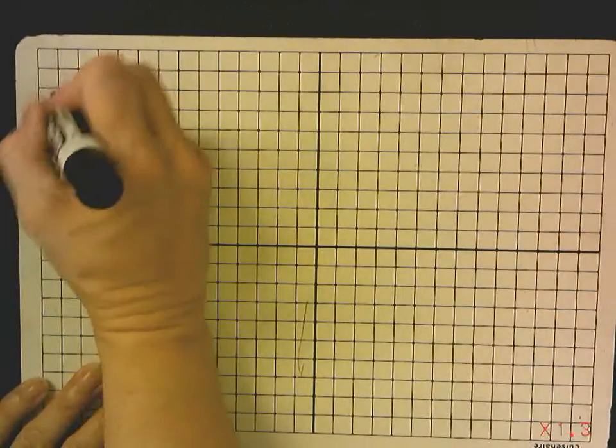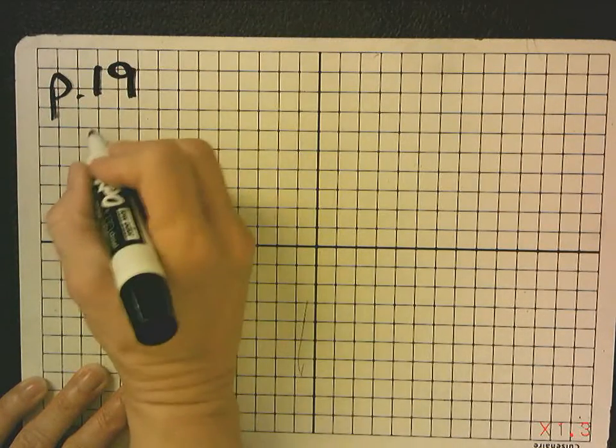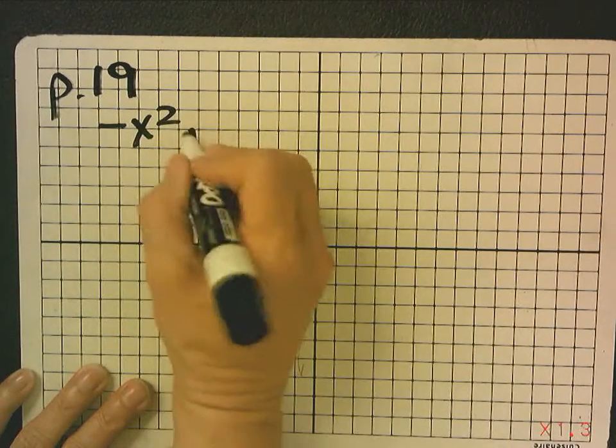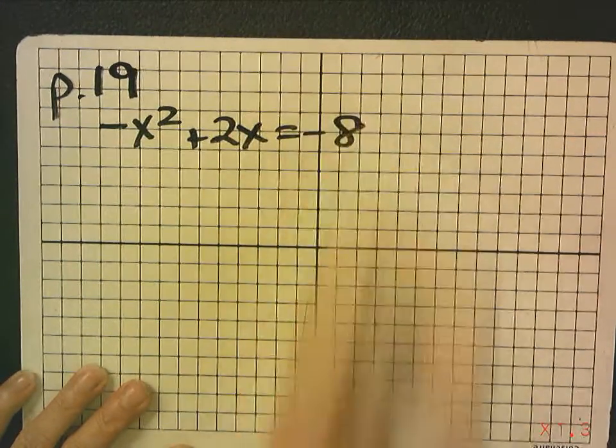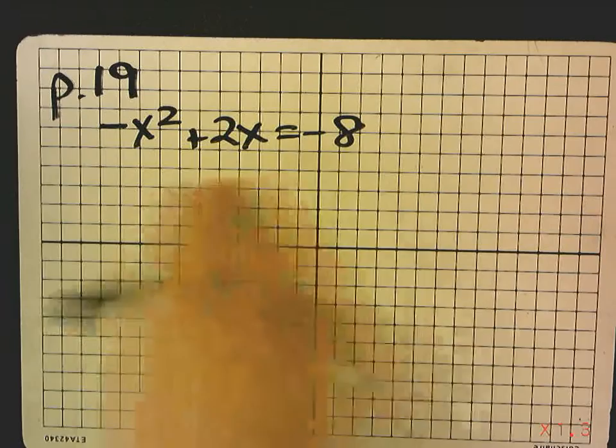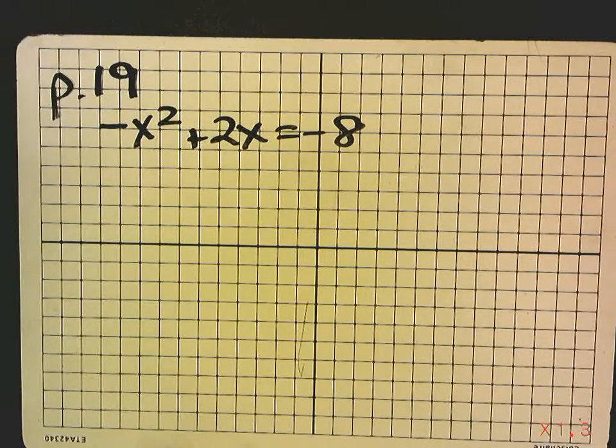Okay, now we're going to learn how we can graph a parabola to find a solution. For this, turn to page 19. The first one we're going to look at on page 19 says solve negative x squared plus 2x equals negative 8. This is asking us to solve an equation, and we're going to do this by graphing. But you can't graph an equation, but you can graph the related function.